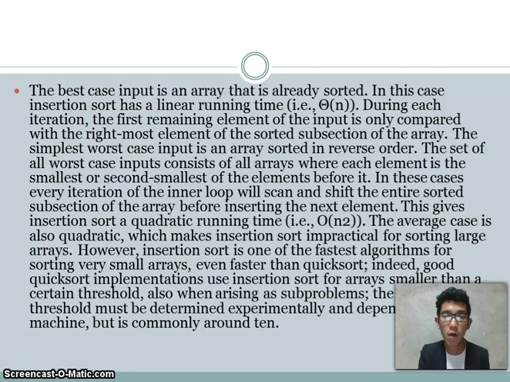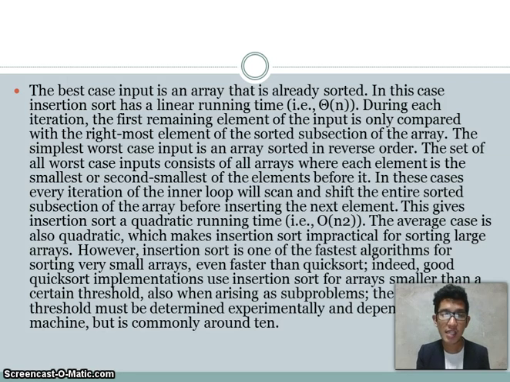The set of all worst-case inputs consists of all arrays where each element is the smallest or second smallest of the elements before it. In this case, every iteration of the inner loop will scan and shift the entire sorted subsection of the array before inserting the next element. This gives insertion sort a quadratic running time.